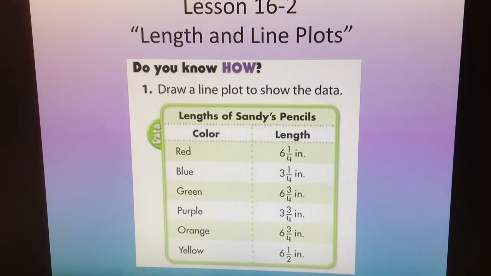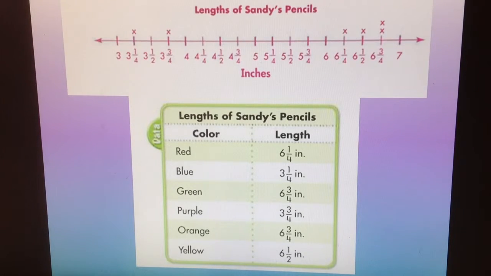We practiced again with this, so pause the video to draw a line plot for this data, and then I'll show you the answer on the next slide. Here's what your line plot should look like. You could start at 3 1/4, and you could end at 6 3/4, or you could go bigger, smaller like they did to make it easier. But that's what it should look like.